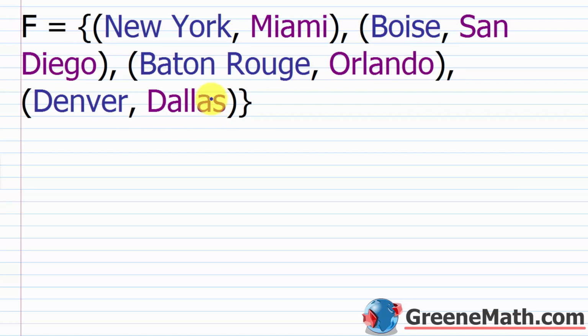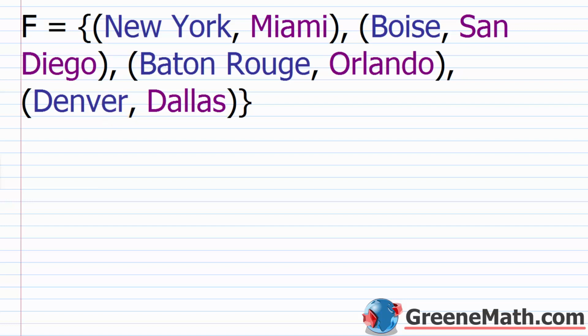So again, I'm just looking for duplicate first components here, right? Duplicate input values. The idea here is that I input a value for the takeoff city, and I should get an output as the destination city. So I have New York, Boise, Baton Rouge, and Denver. None of those are repeated, right? So this is going to be a function.